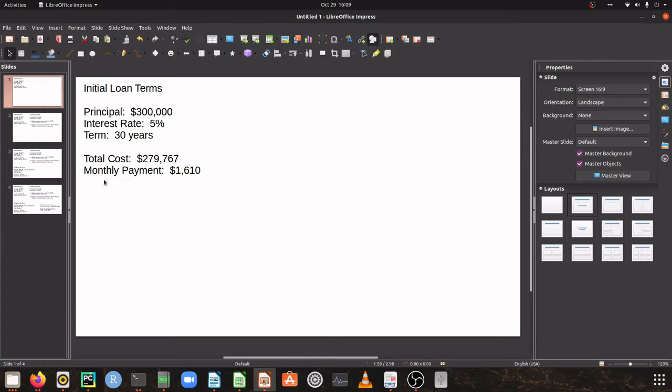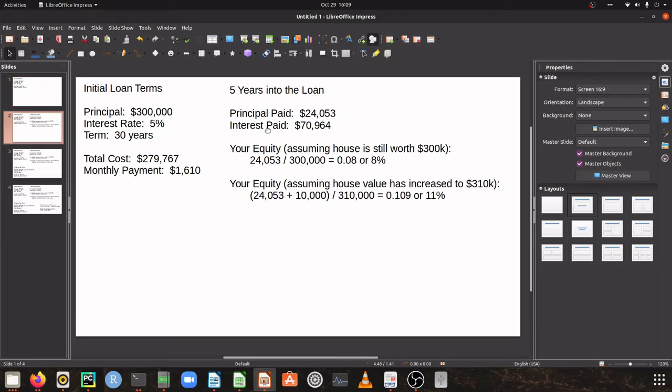So we'll go back to our pad, and you can see that we've recorded these numbers. So 5 years into the loan, you've paid roughly $24,000 in principal and roughly $71,000 in interest.